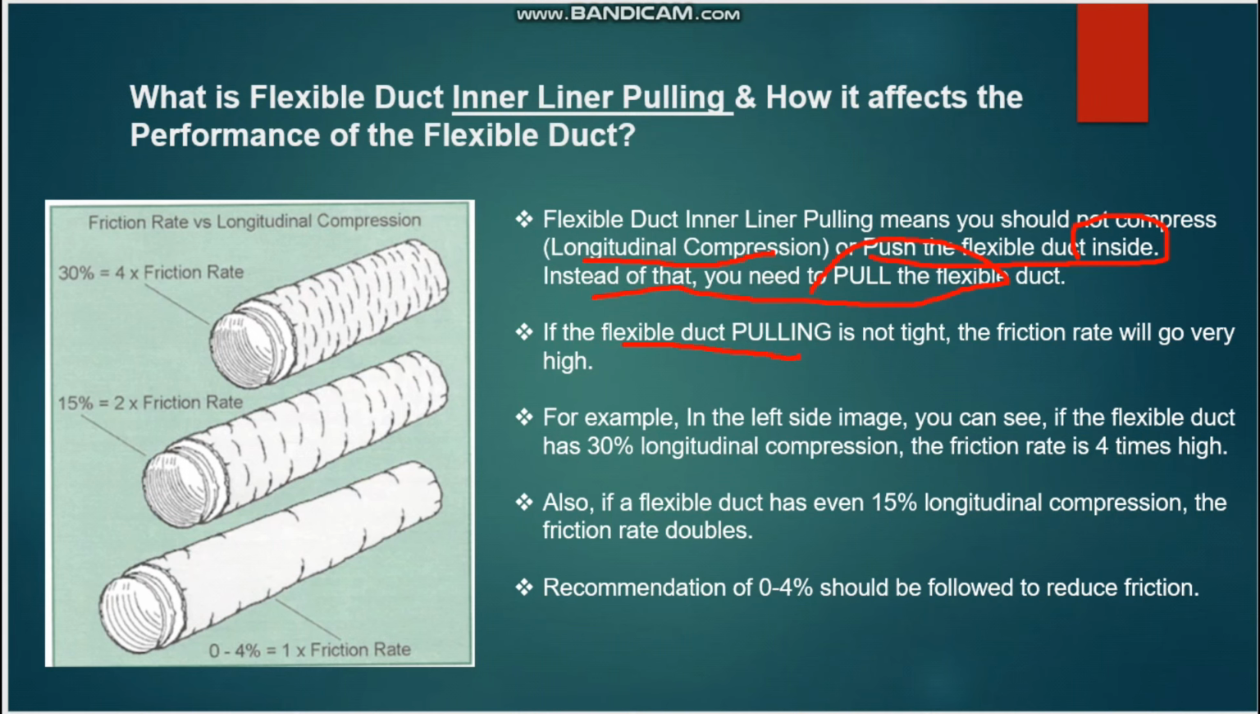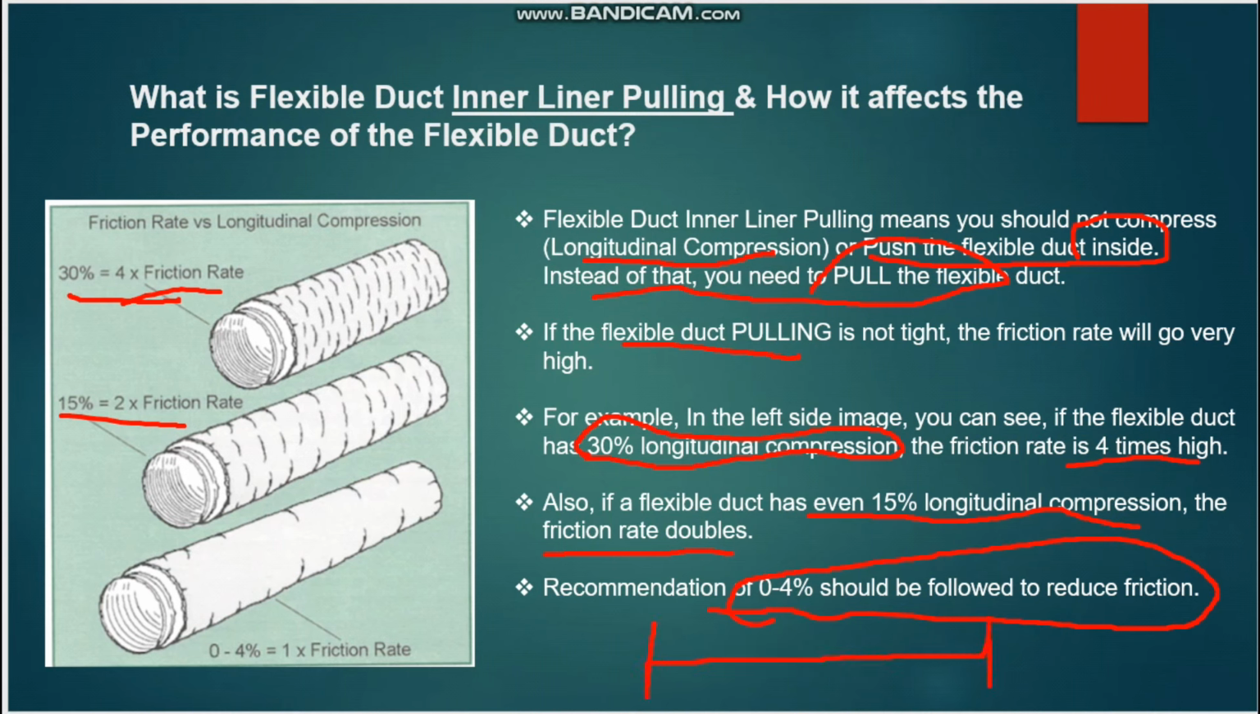For example, in the left side image, the first image, if the flexible duct has 30% longitudinal compression, where the allowable is 100%, meaning you have done only 30% compression, the friction rate is 4 times higher. Also, if the flexible duct has only 15% compression, the friction rate doubles, as you see here. So the recommendation is that 0 to 4% should be followed to reduce the friction. If the pulling is at maximum like this, we can make an allowance of 0 to 4% to reduce the friction in the correct way.